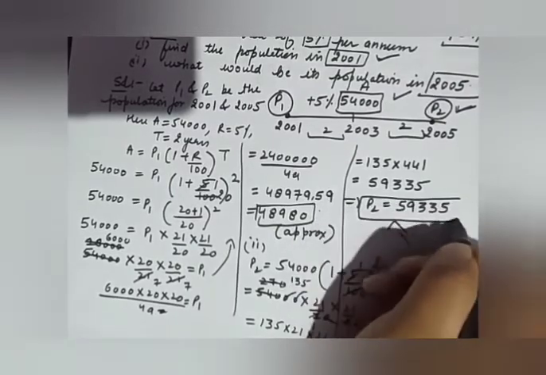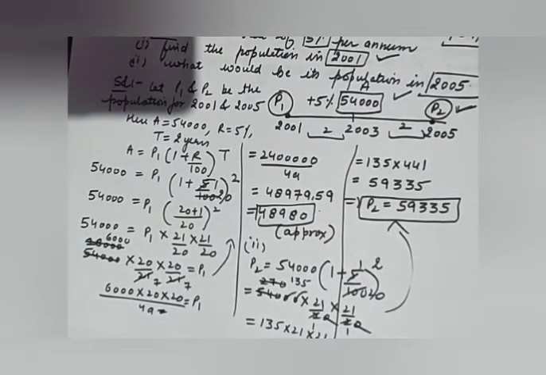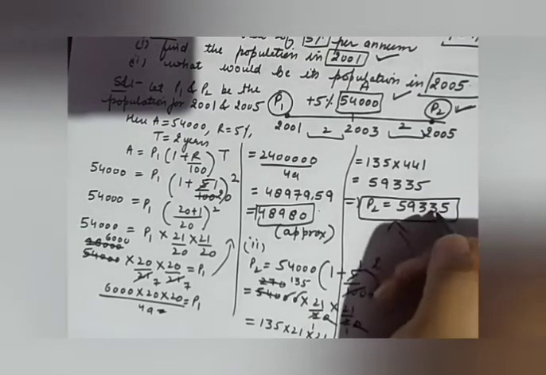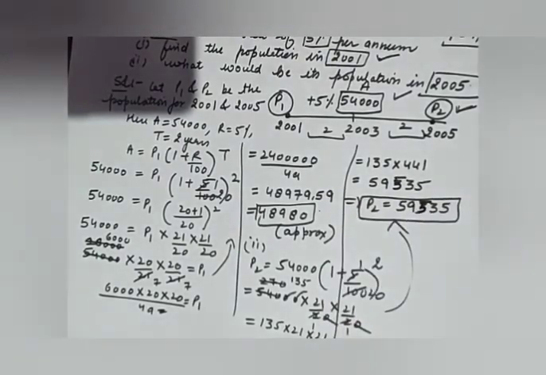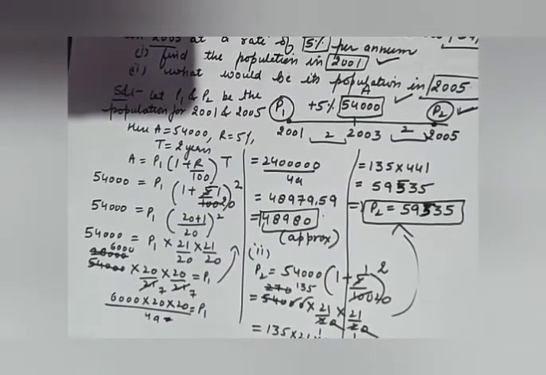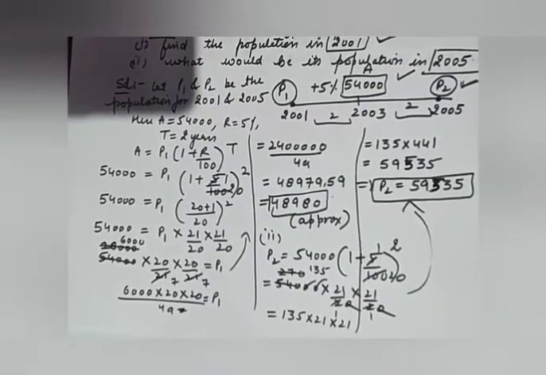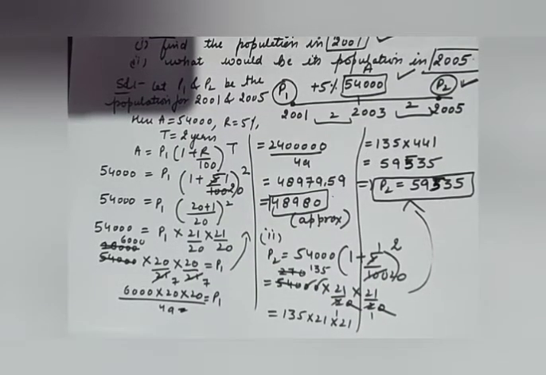59335. It means my population in the year 2005 will be 59,300, and it is like 535. Okay, so it is 59,535 here. So I hope students it's clear to you that what we have done, we have simply used the concept of principal here, because you know that in this case we are assuming our population as principal and also as amount. So by that way we will be able to find out our answers here.